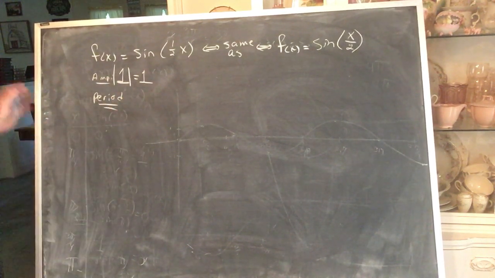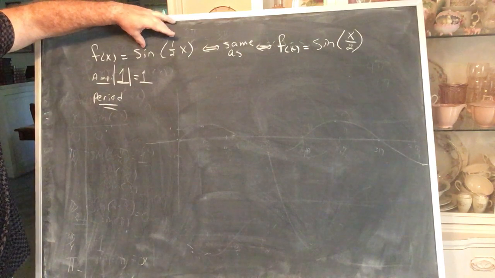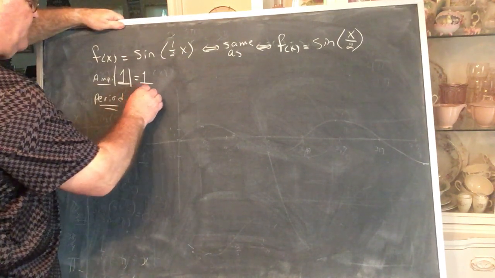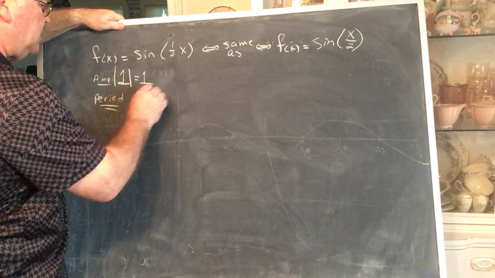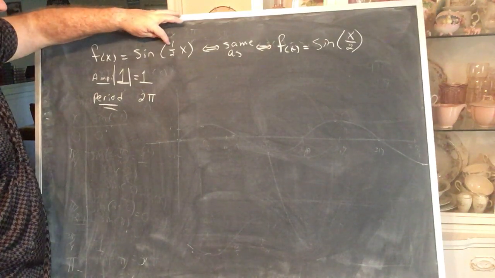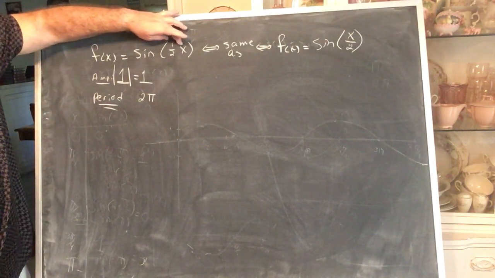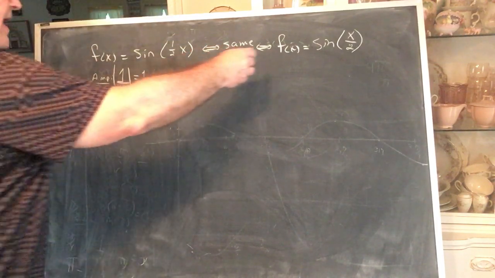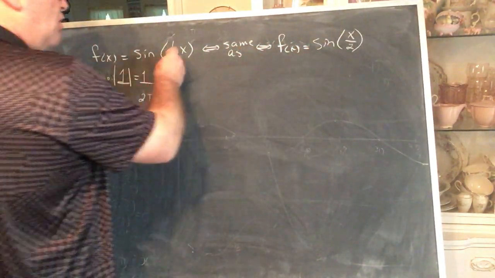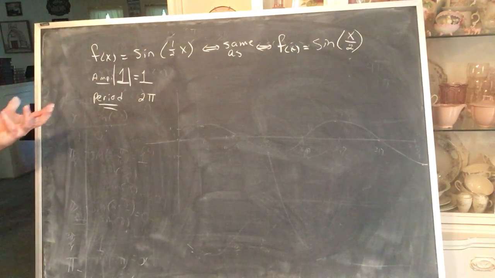Well, for the period, we take the period of the basic function. We know the basic function is sine. We know its period is 2 pi. But you divide by the coefficient inside. Now notice, I've written this up here. 1/2 times x is the same thing as x over 2. So no matter which way it's presented, it's the same notion.